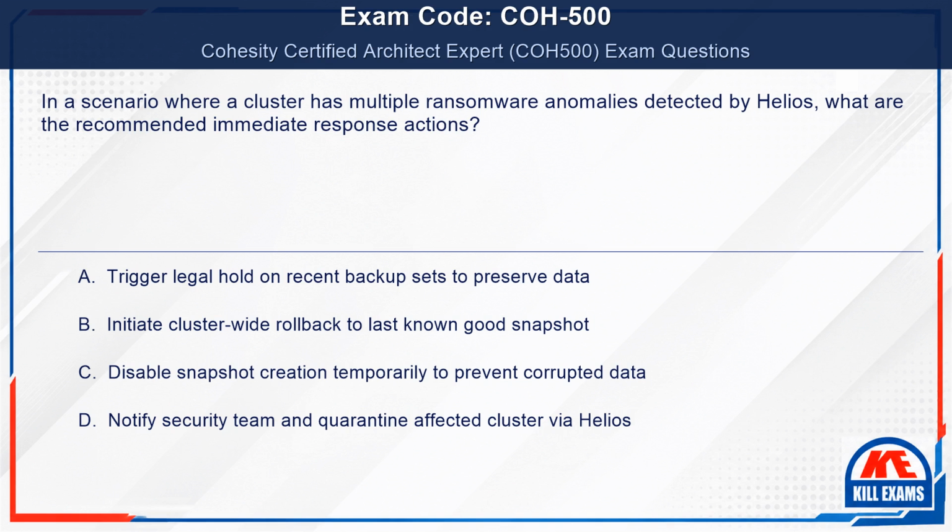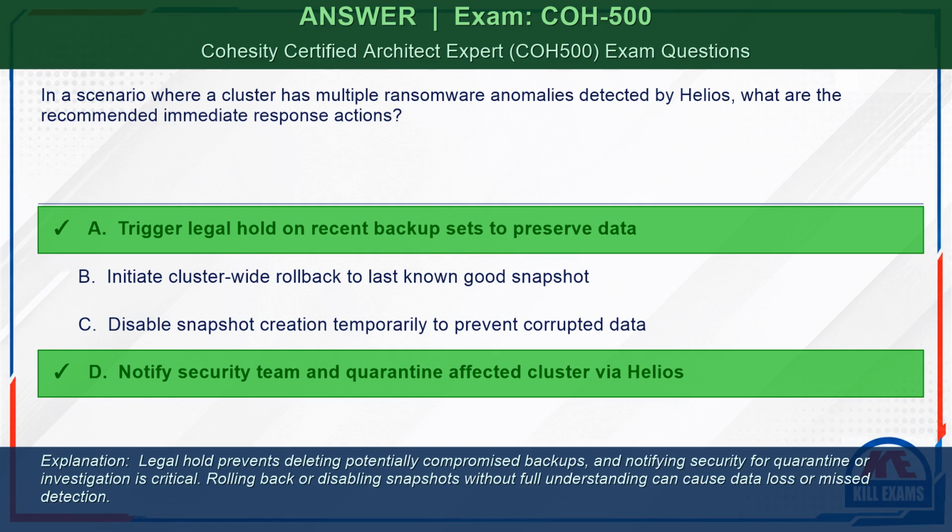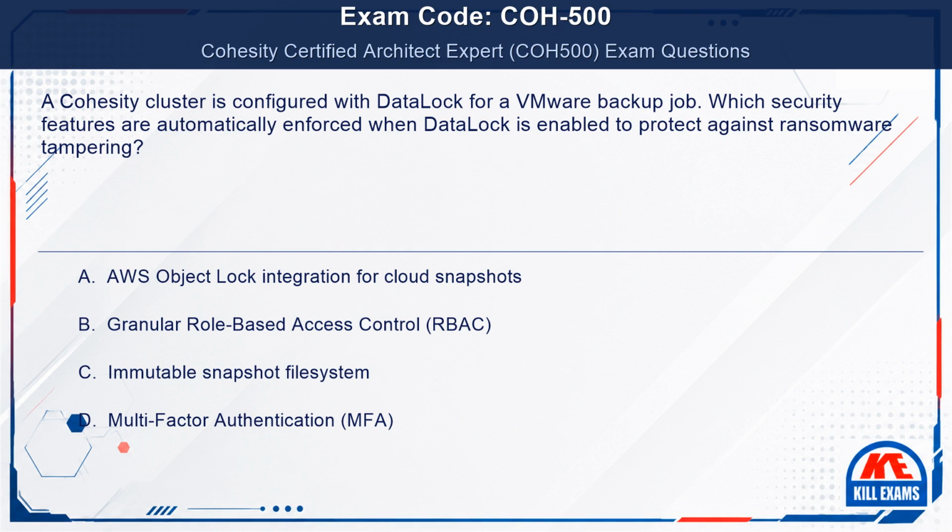Option C: disable snapshot creation temporarily to prevent corrupted data. Option D: notify security team and quarantine affected cluster via Helios. The correct answers are option A and option D. Question 8. A Cohesity cluster is configured with data lock for a VMware backup job. Which security features are automatically enforced when data lock is enabled to protect against ransomware tampering?